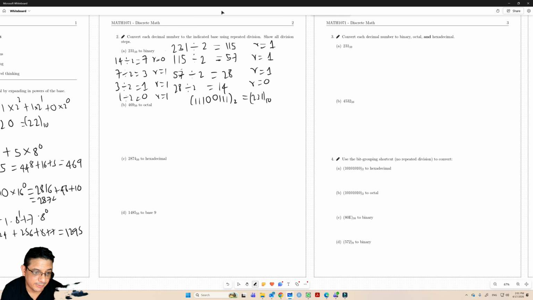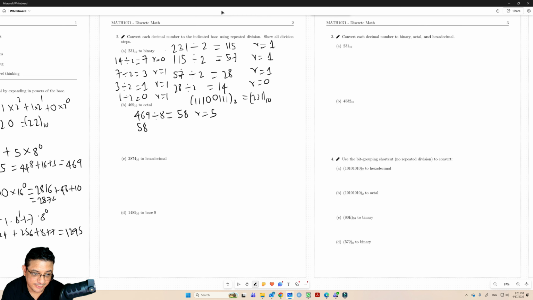Now let's do the same thing for 469 to octal base. So we do the same thing. We take 469, we divide by 8, and we find the number, which is 58. And the remainder here is going to be 5.